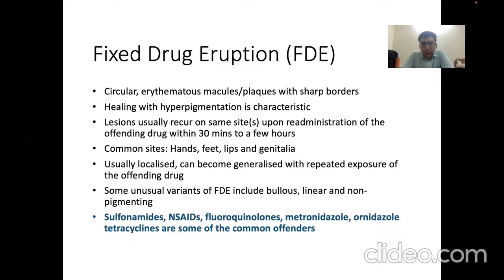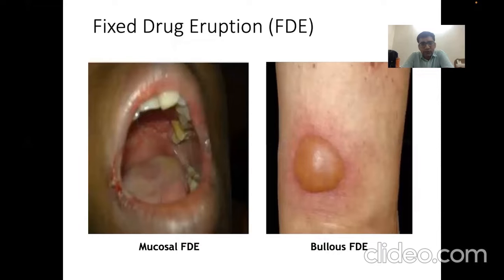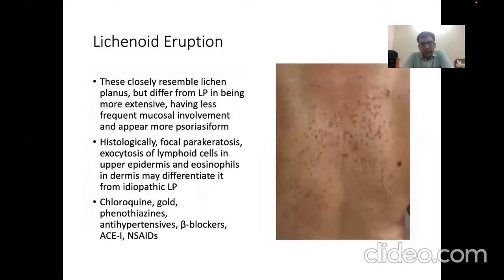Unusual variants are bullous, linear, and non-pigmenting FD. Drugs causing it are sulfonamides, NSAIDs, fluoroquinolones, which are most common, metronidazole, ornidazole, or tetracyclines. This is an example of fixed drug eruption, mainly seen with cotrimoxazole or ofloxacin. Mucosal FD and bullous FD are the rare types.